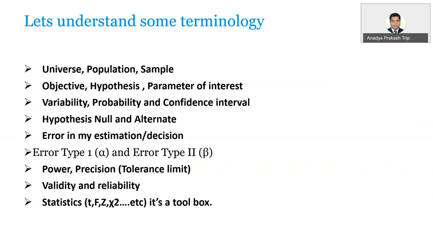In the statistical process, or in statistical computation, there are statistics involved. We call them T, F, Z, chi-square. There are so many. So this is also a very important aspect. Your whole estimation or whole hypothesis testing is going to use a particular statistic, and if we know that, then that will enable our sample size calculation.